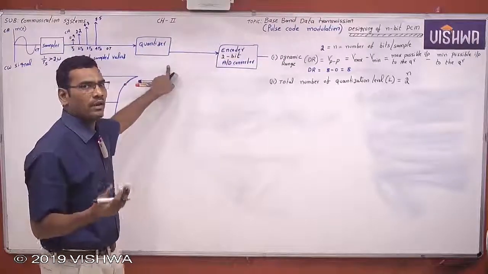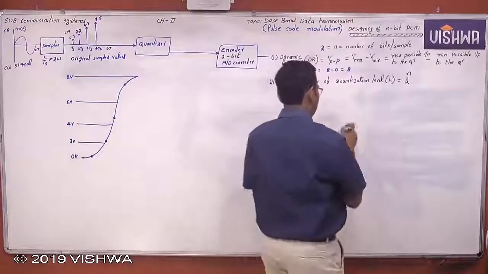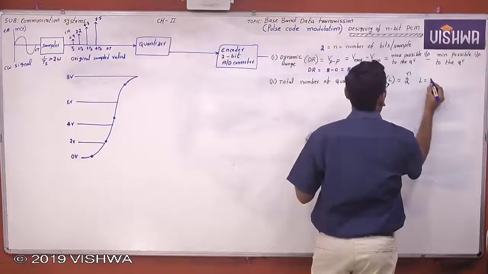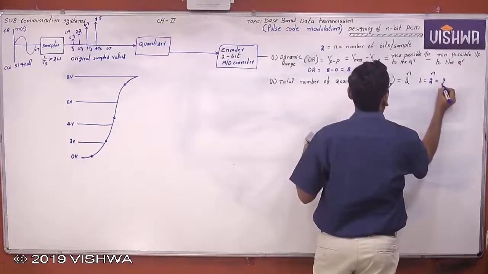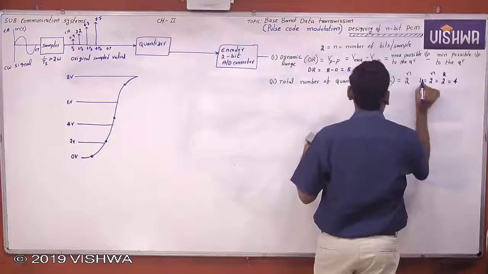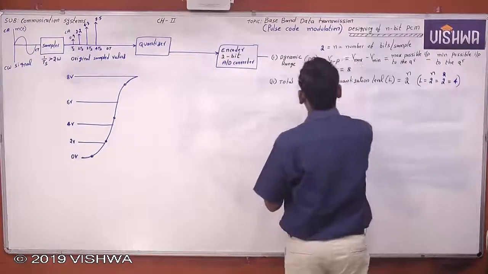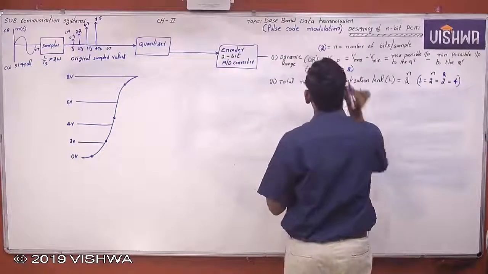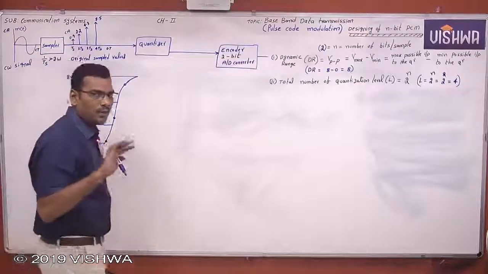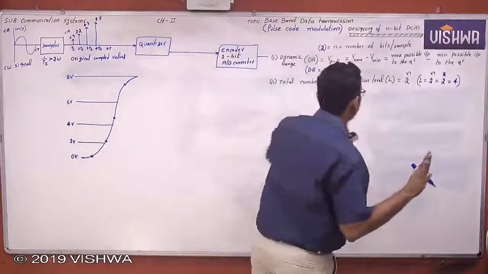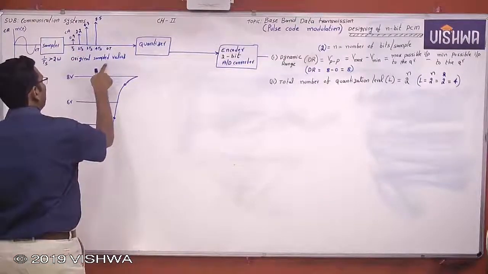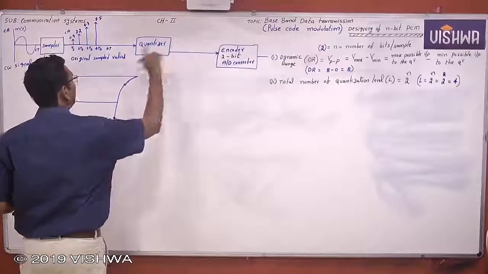What is the quantization level? How many are there? The total number of quantization levels is 2 power n here. In this example, L is equal to 2 power n, which is 2 squared, which is equal to 4. Now you know the number of quantization levels. So in this problem, how many quantization levels? 4 quantization levels. Okay, so each original sample value is rounded off to the nearest quantization level.